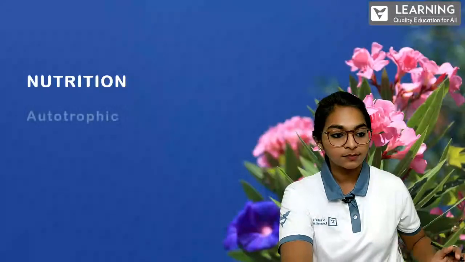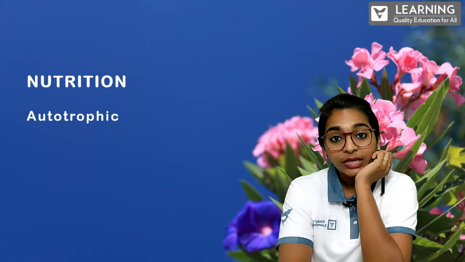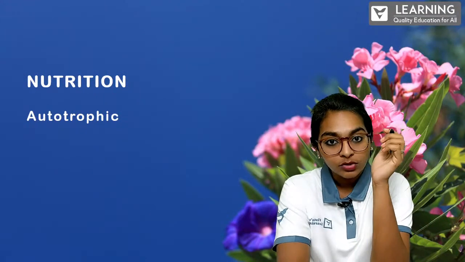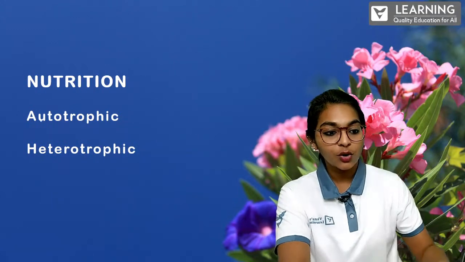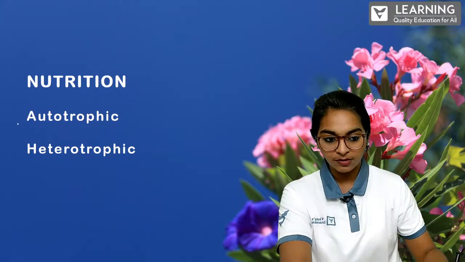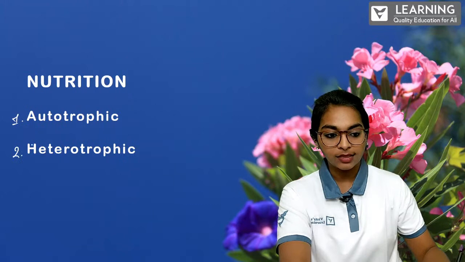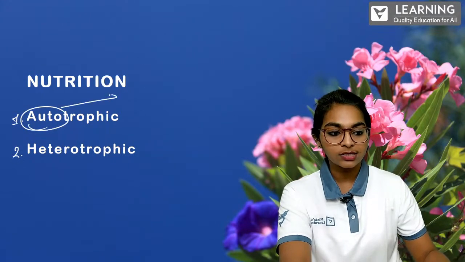Once done, I'll check. I'll just move. Clear. So next, this nutrition, we can divide into two modes: autotrophic nutrition and heterotrophic nutrition. So what is autotrophic nutrition? These are the two subdivisions. Let's say this is one and this is two. Autotrophic. First, let's discuss this.